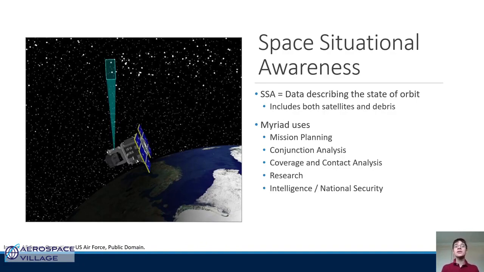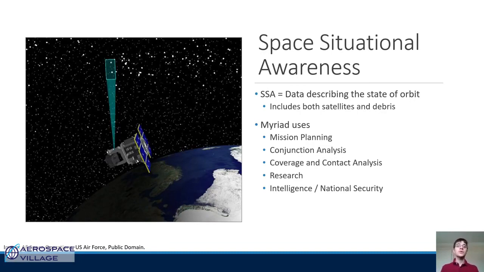And two particularly important uses of SSA are conjunction analysis and intelligence purposes. You use SSA to figure out when your satellite is going to collide with a piece of debris so that you can steer it around it. And this is not trivial because pieces of debris move. They're affected by friction or collisions with other pieces of debris. So you need to constantly be updating your catalog so you know when you need to steer your satellite and where. Additionally, I mentioned intelligence purposes.